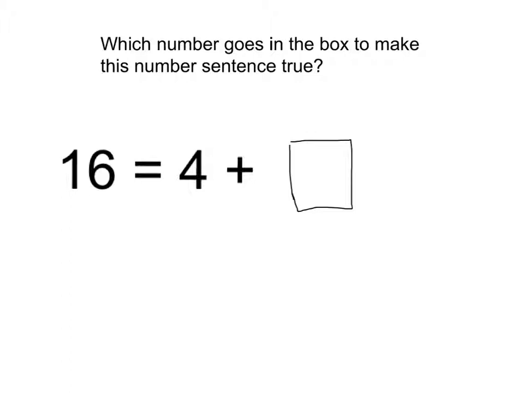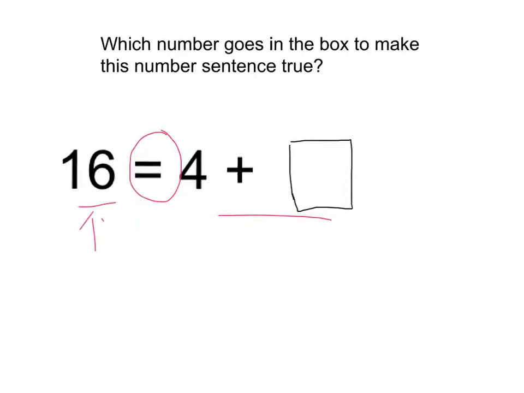Today's question, which number goes in the box to make this number sentence true? Now, you mathematicians have to look for clues. As always, when we see an equal sign, that means that each side has to equal the same number. So the first clue that we have is that both sides have to equal 16.